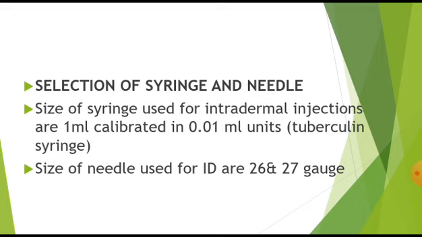Selection of syringe and needle for intradermal injection. The size of the syringe for intradermal injection is 1 ml, calibrated in 0.01 ml units, that is tuberculin syringe, and size of the needle used for intradermal injection is 26 or 27 gauge.